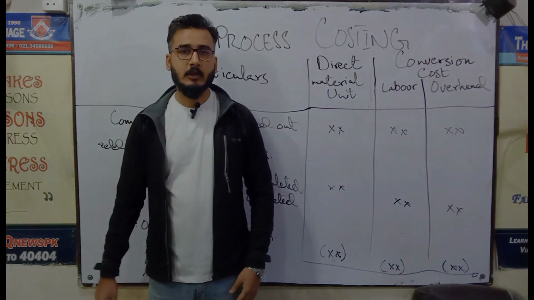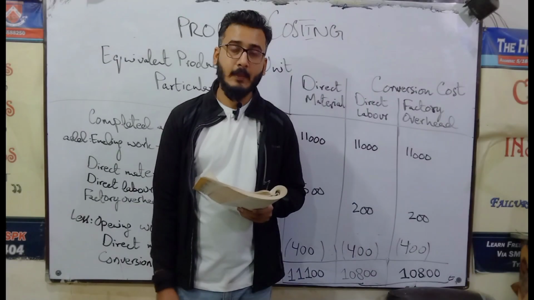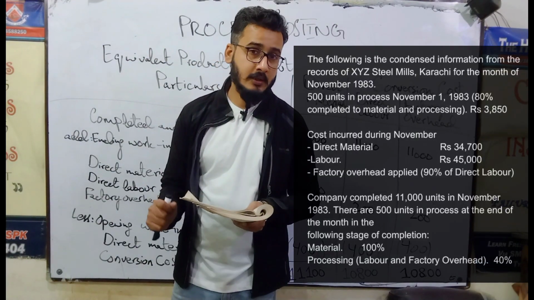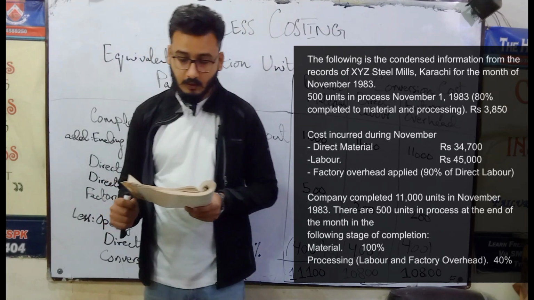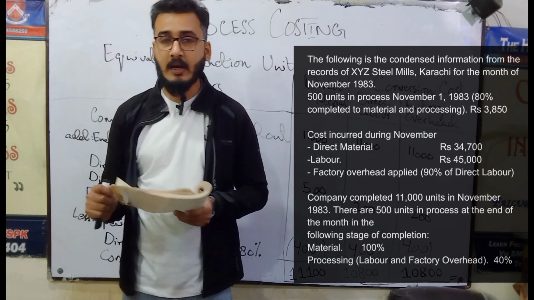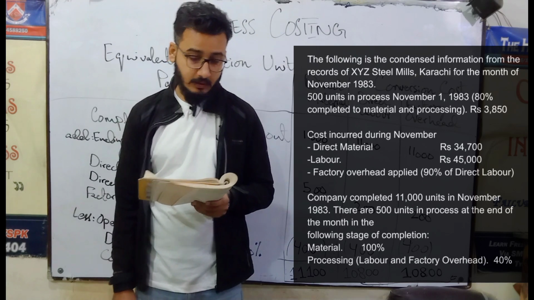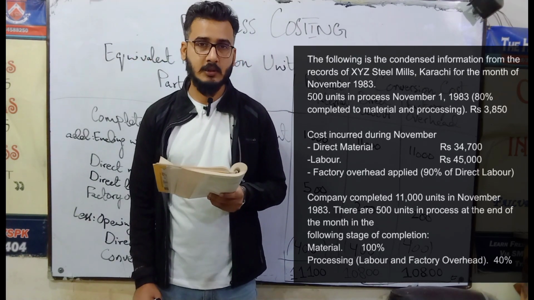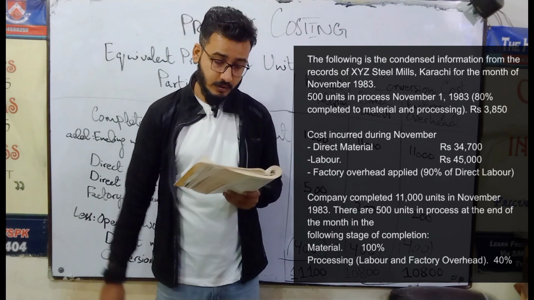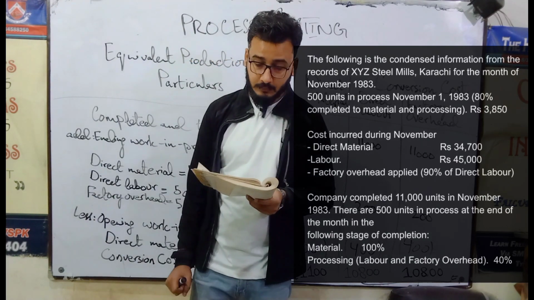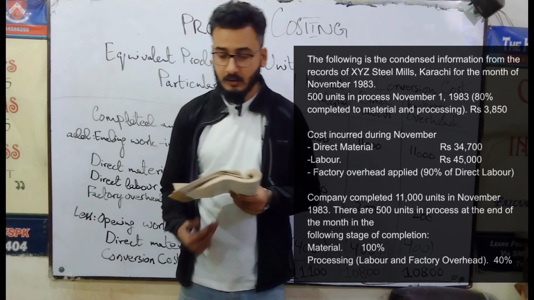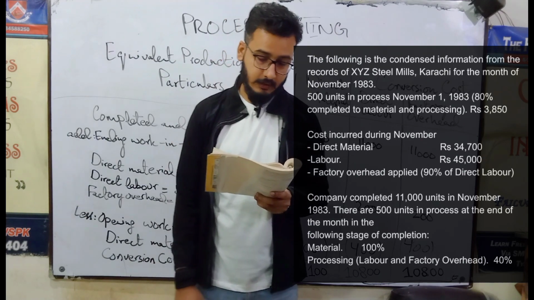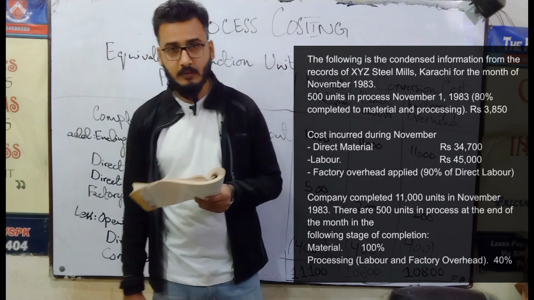Let us move forward to it. Okay, so here we have a question. 500 units are in process on November 1, which cost 3,850, and are 80% completed as to material and processing. Processing means the conversion cost. Costs incurred during November: direct material 34,700, and labor and factory overhead applied are 45,000.